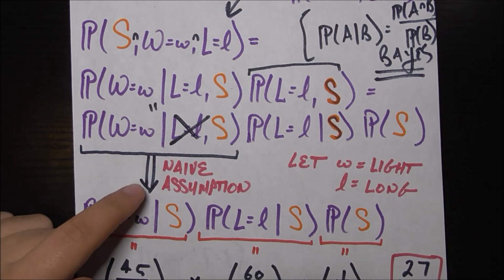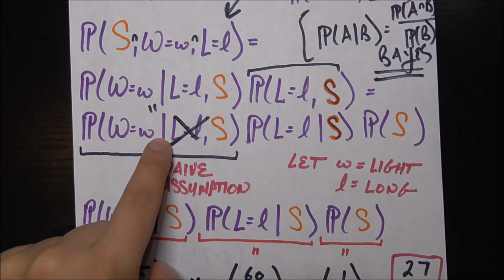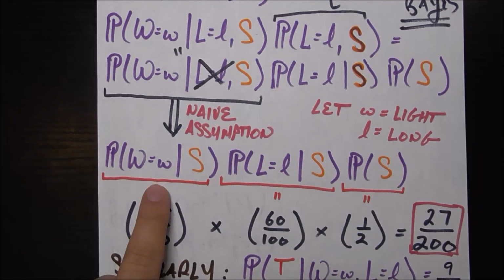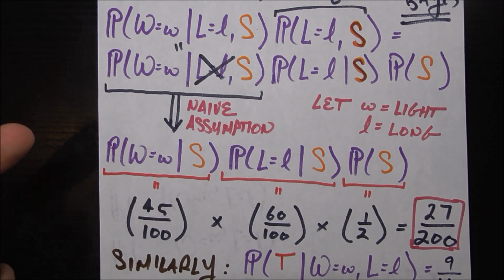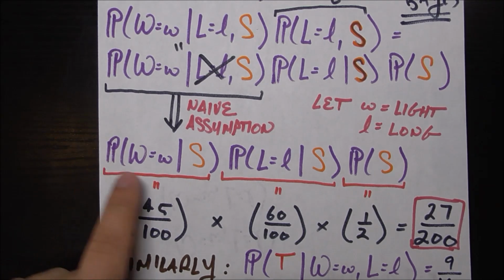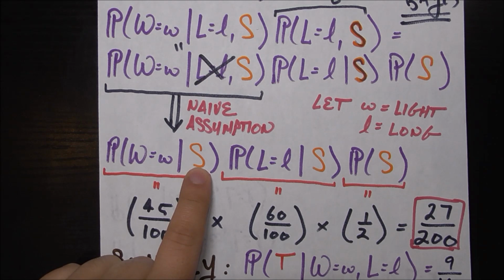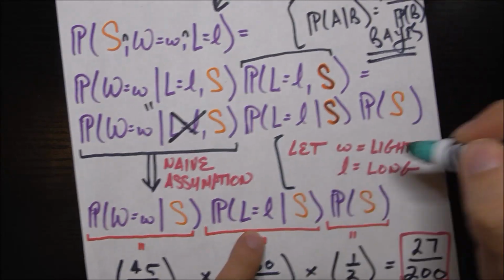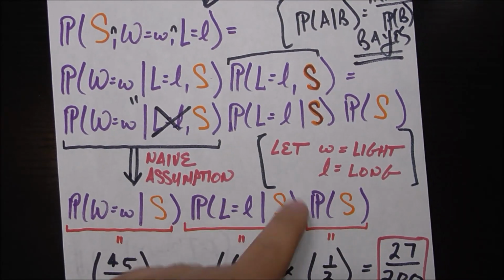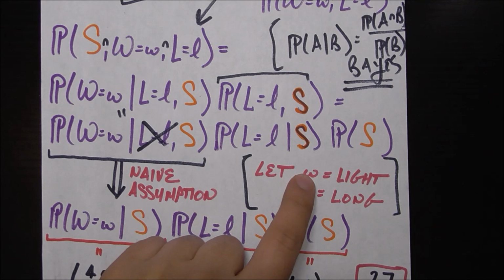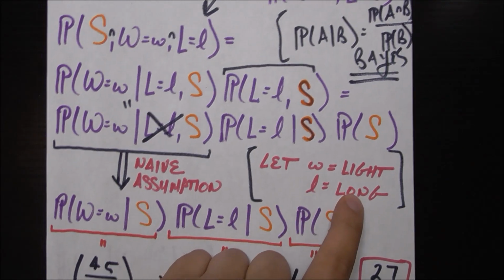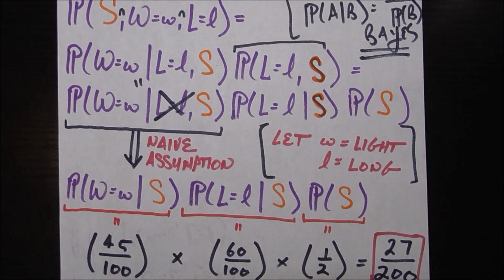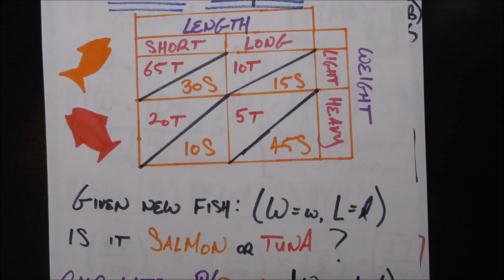So in either case, we made our naive assumption, and so this multiplication of 3 terms becomes this much easier looking multiplication of 3 terms. And these we can just calculate from our table. Let's go through the first one just to see what it's about. This first one is asking the question of, hey, I know it's a salmon, what's the probability that the weight is equal to little w? Another thing I did here was assign concrete values for little w and little l. So little w will be light, little l will be long, okay? So the first question is asking, if I know it's a salmon, what's the probability that it's light? I can really easily answer that question by looking at the table.